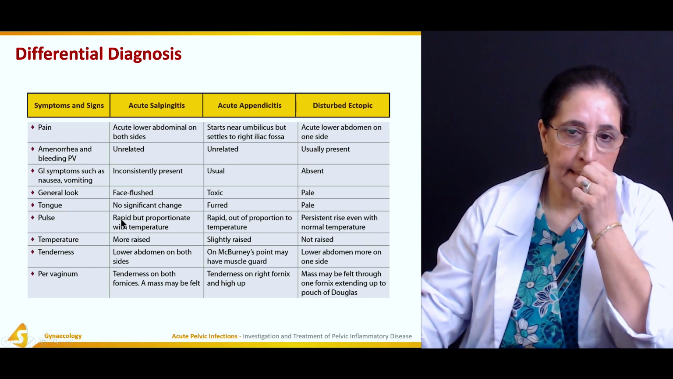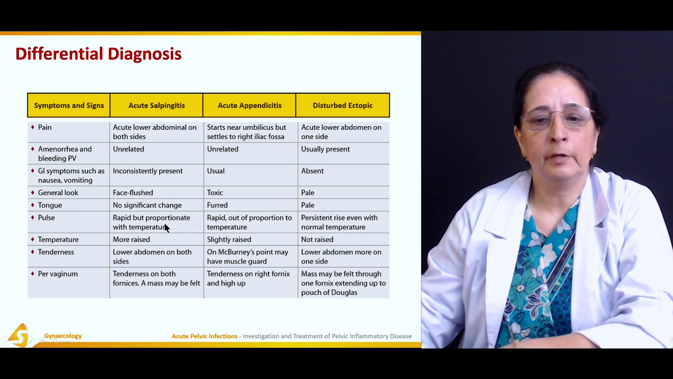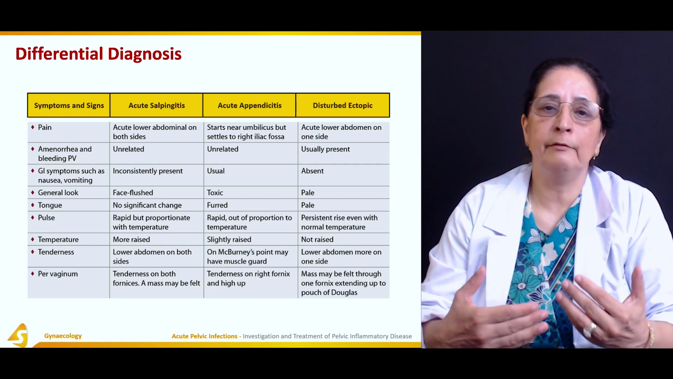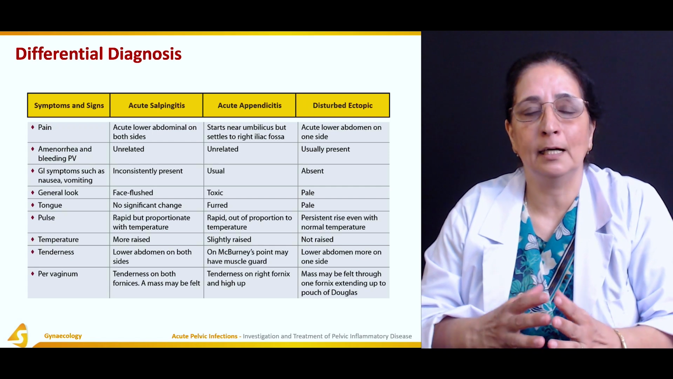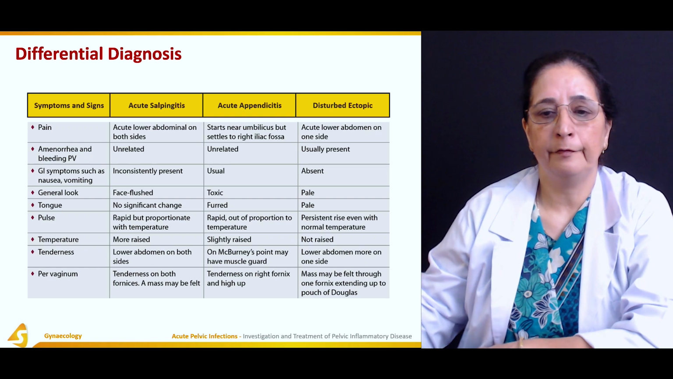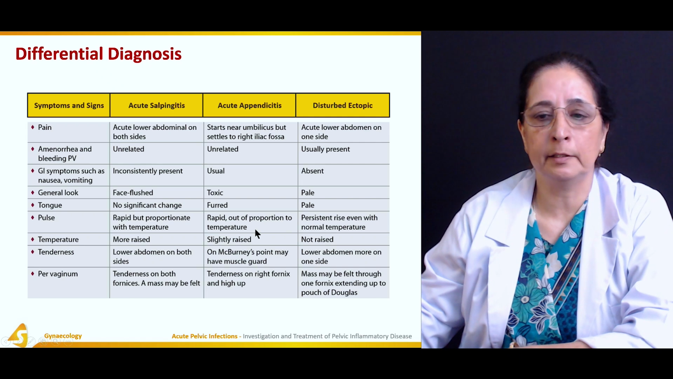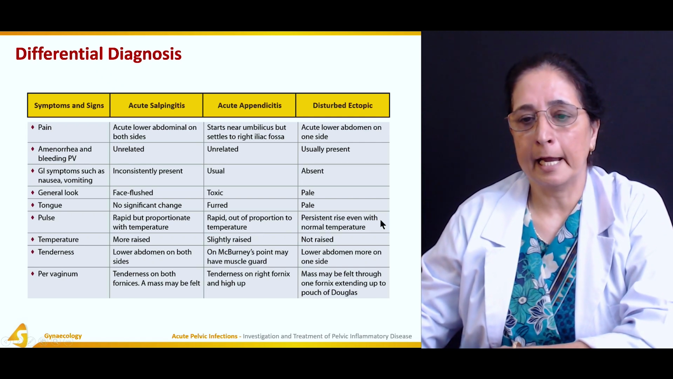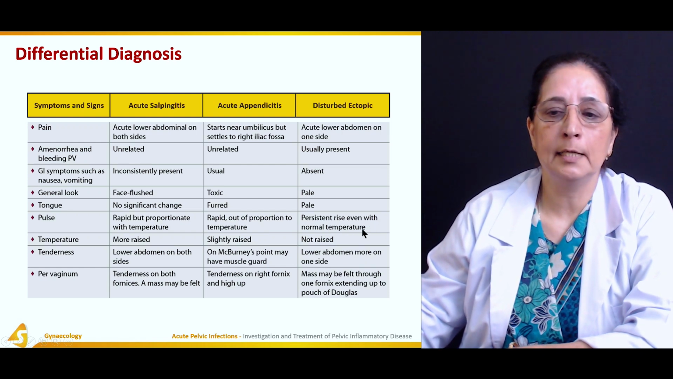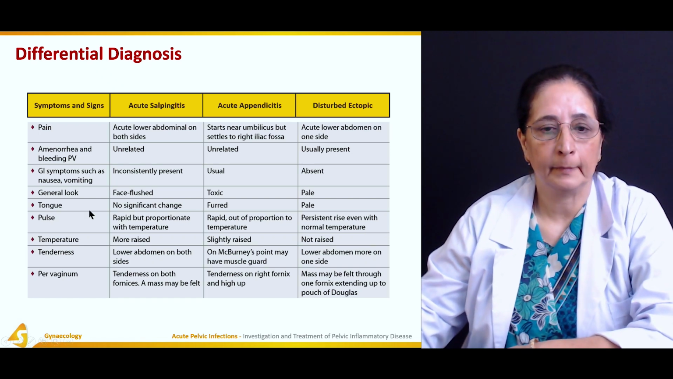Pulse. Pulse is rapid, but it is proportionate with the temperature. If the fever is high, the pulse is usually very rapid and fast. Tachycardia, which is the rapid pulse, is present in patients with high fever. Again, in appendicitis, it is proportionate to the fever. And then in ectopic, there is persistent rise even with the normal temperature. That's the difference in the pulses of the three conditions.